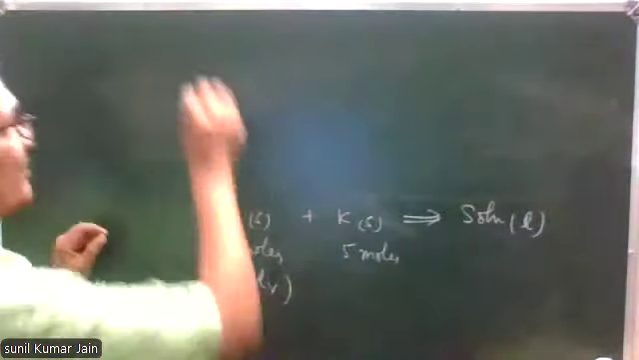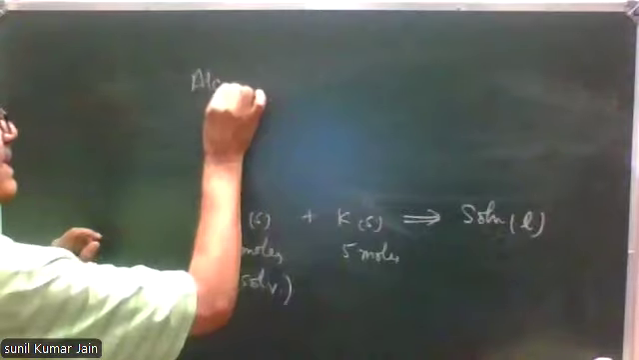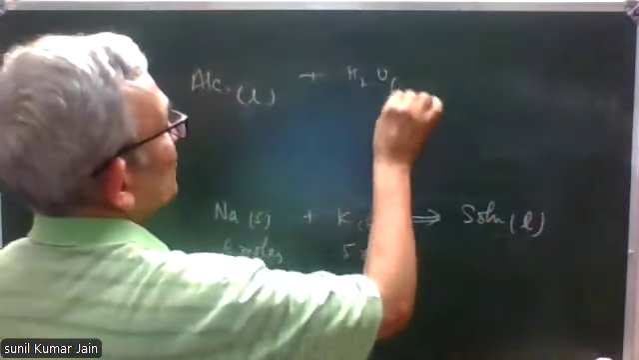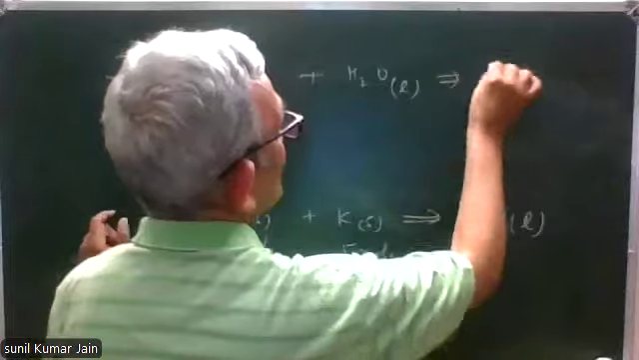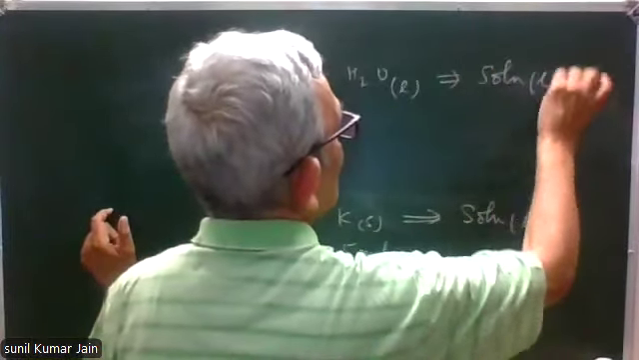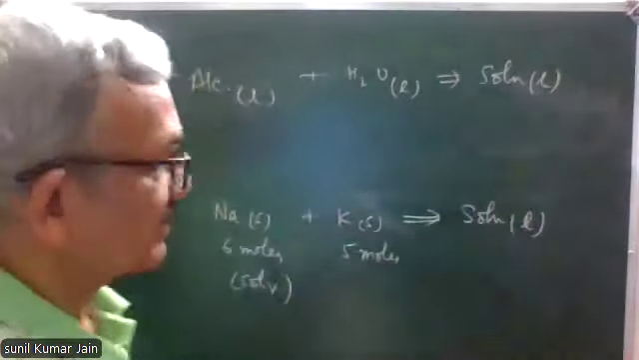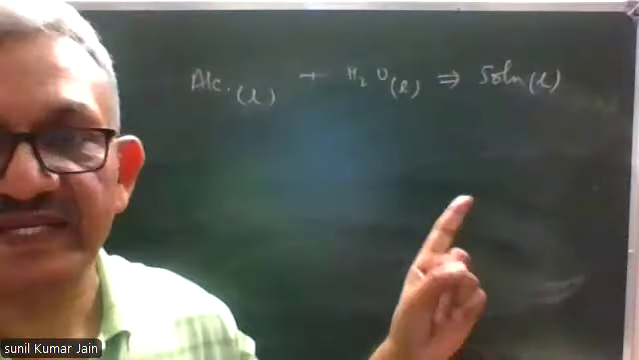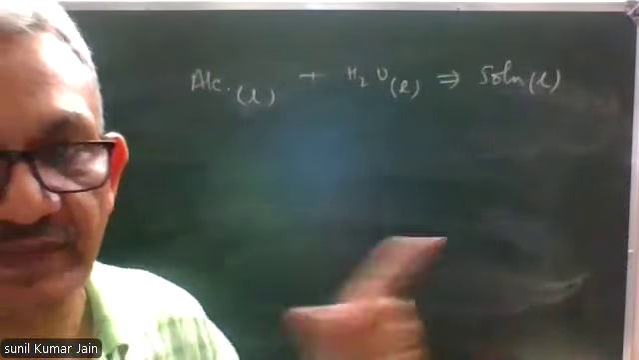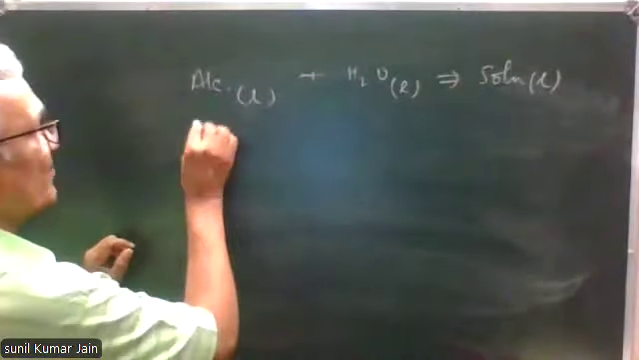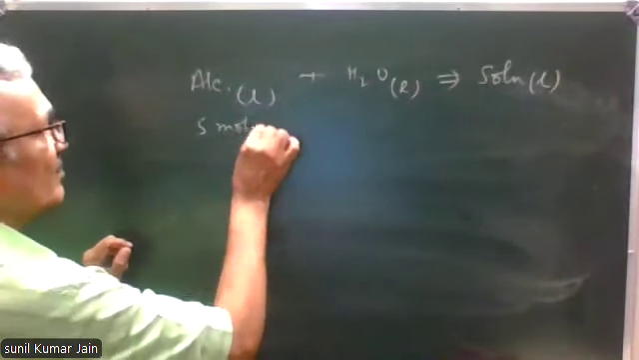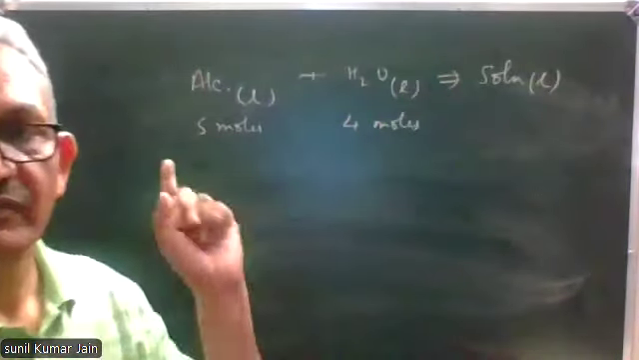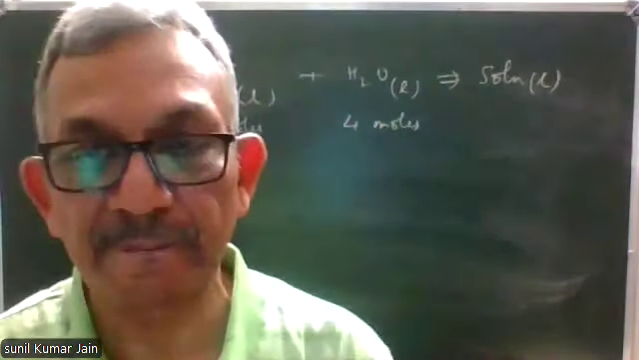One more example. Alcohol, liquid, plus water, liquid. Solution is also liquid. It is a similar example as the first example, but be careful. Let us say this is 5 moles and this is 4 moles. Which of the two is solvent?